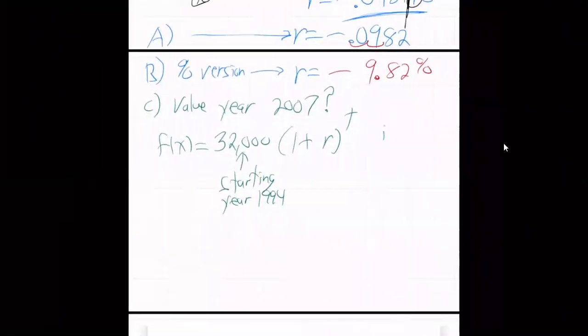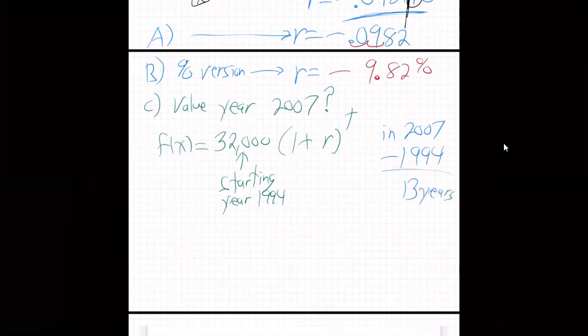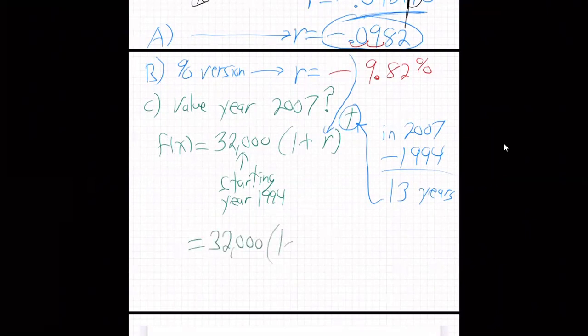So in 2007 minus 1994, that's 13 years. So this is 13 years later. So I'm going to plug in 13 for t, and then the R is this number right here. Put that in. So we're going to get, oops, 1 plus R, what's R? Negative 0.0982 to the power of 13.